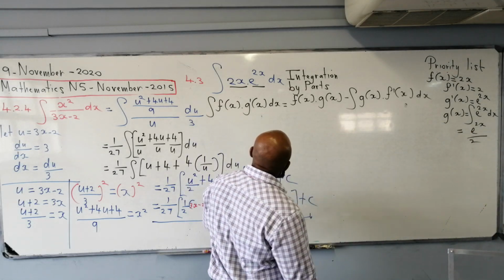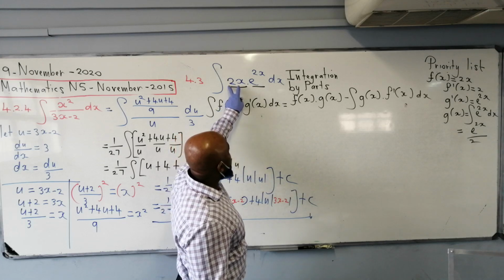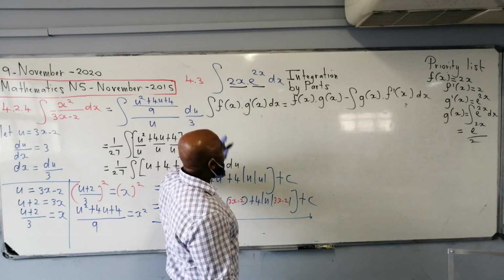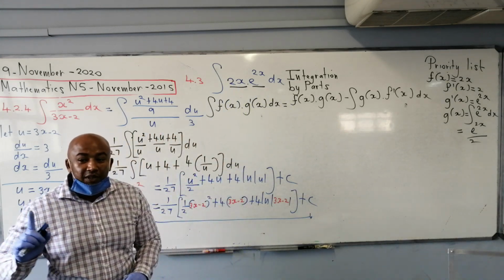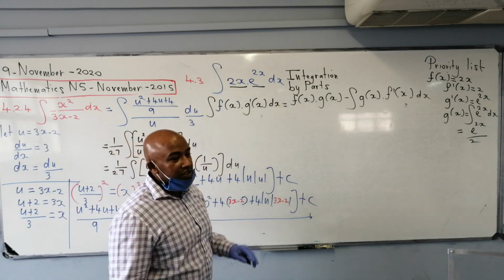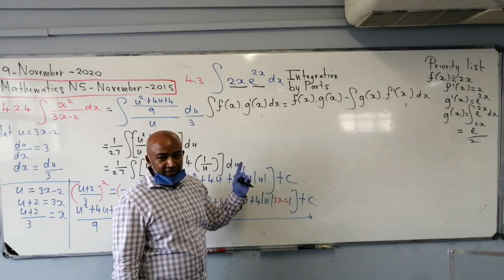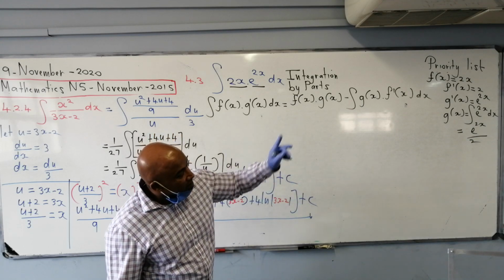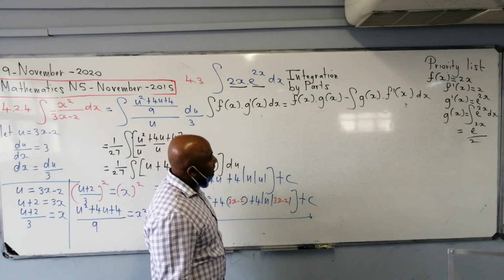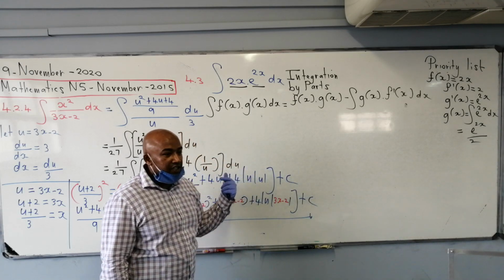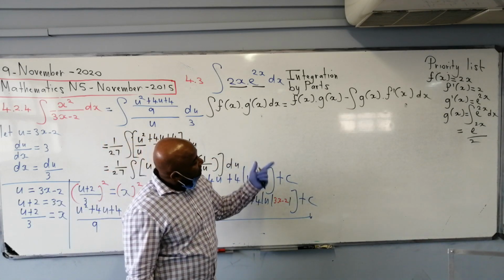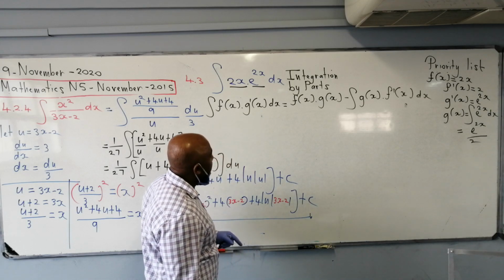So now, f of x is 2x, you can see there. How do I know f of x is 2x? That's from the priority list, not because you see 2x written down first there. That is not a reason for choosing f of x as 2x. The reason is the priority list. And you can always check other videos on integration by parts or N6, and then you will see in detail.